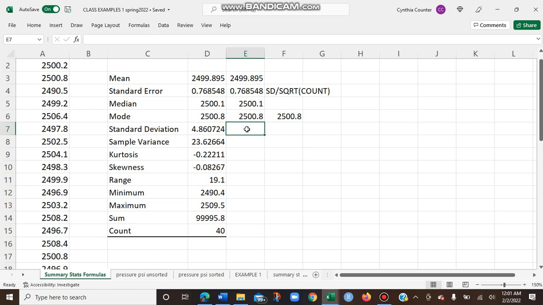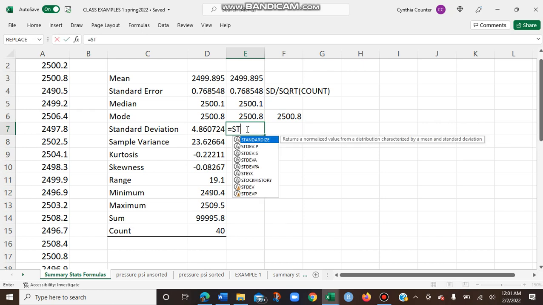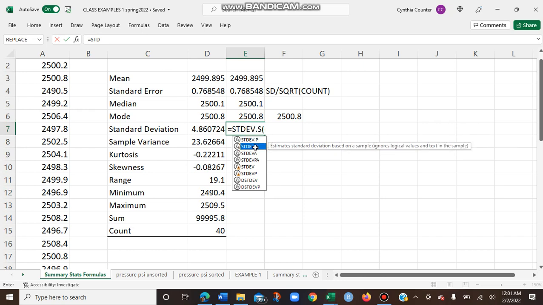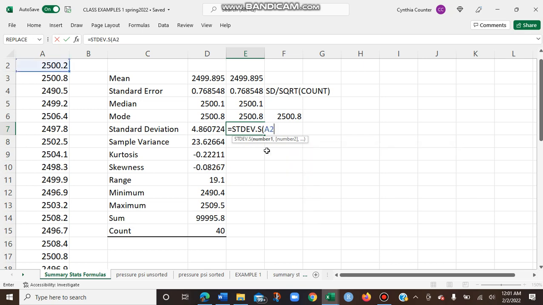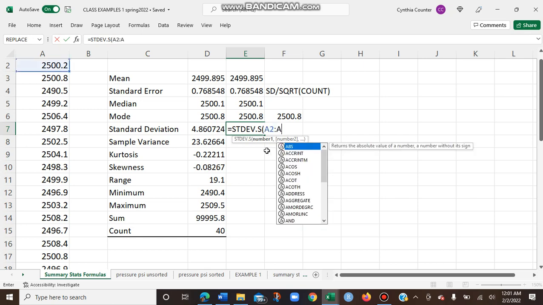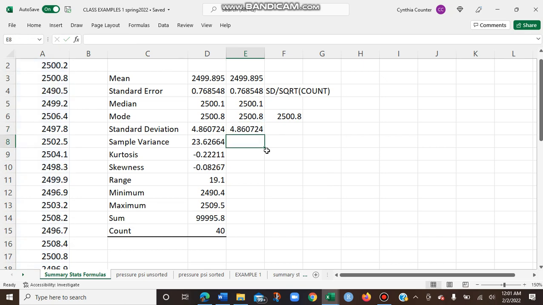Here we have the sample standard deviation. So equals STDEV.S, and the S stands for the sample standard deviation, because a population standard deviation and the sample standard deviation are slightly different. So we want the sample standard deviation, A2 colon A41, and there you get the sample standard deviation.